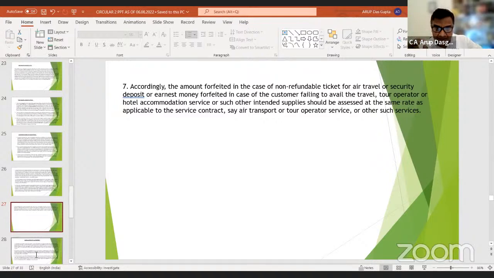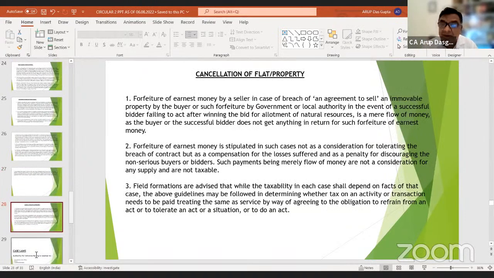So on that, in many quarters the question has been raised, why GST has to be charged because there is no supply. But having said that, the circular has clarified that there will be a GST on the cancellation charges. Next, cancellation of property, flat.